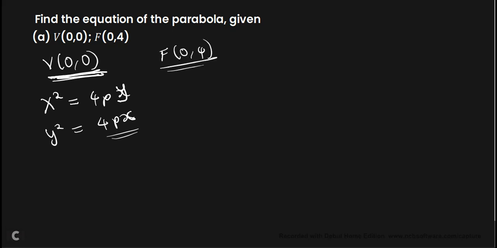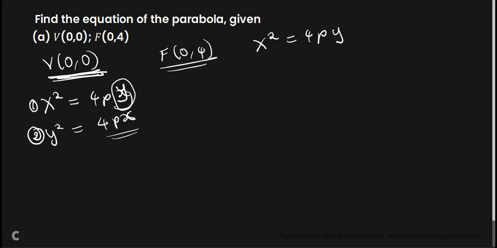The focus has told us already that the equation is moving in the y-axis. So between this one and this one, which one is moving in the y-axis? The one moving in the y-axis is this one, because it is not squared. So the equation for this part is supposed to be x squared equal to 4py. That is the equation.